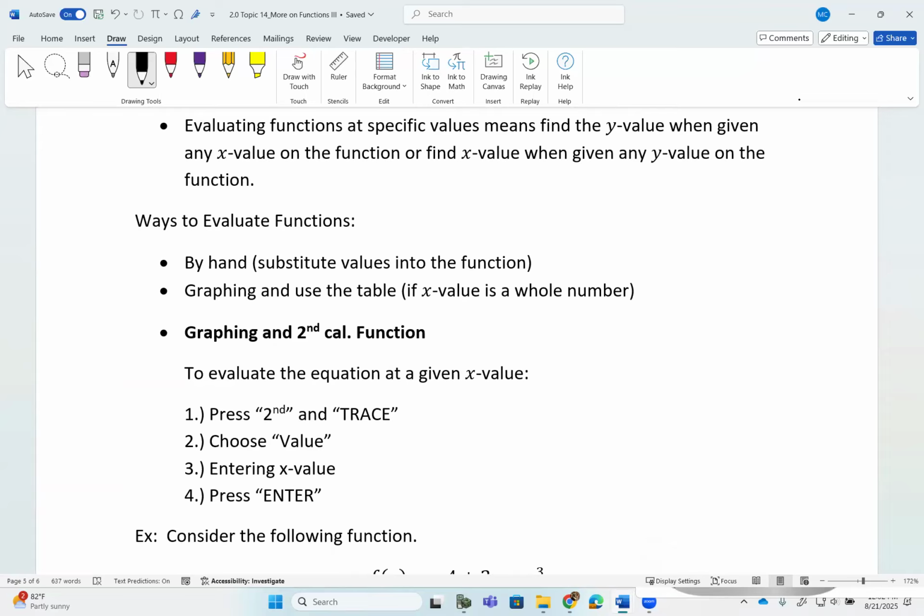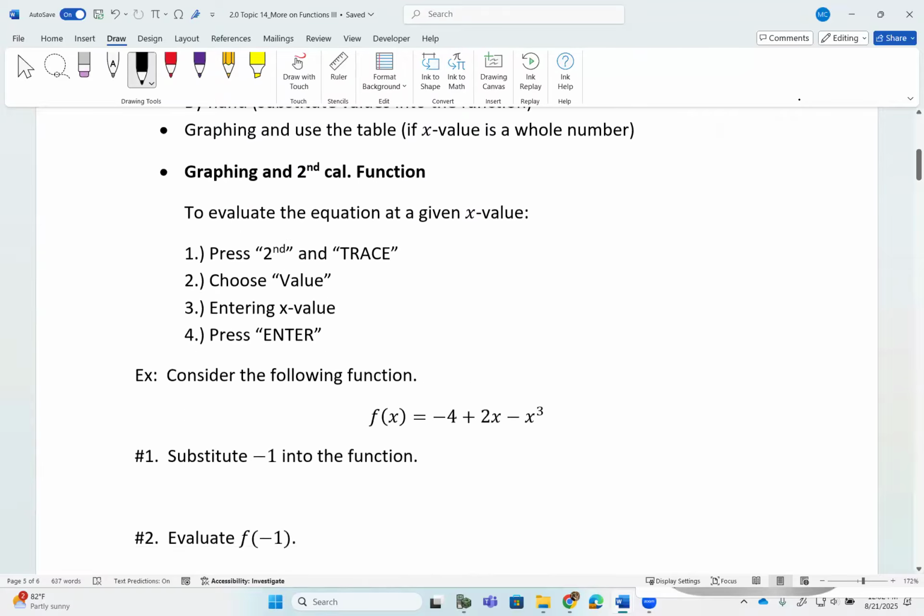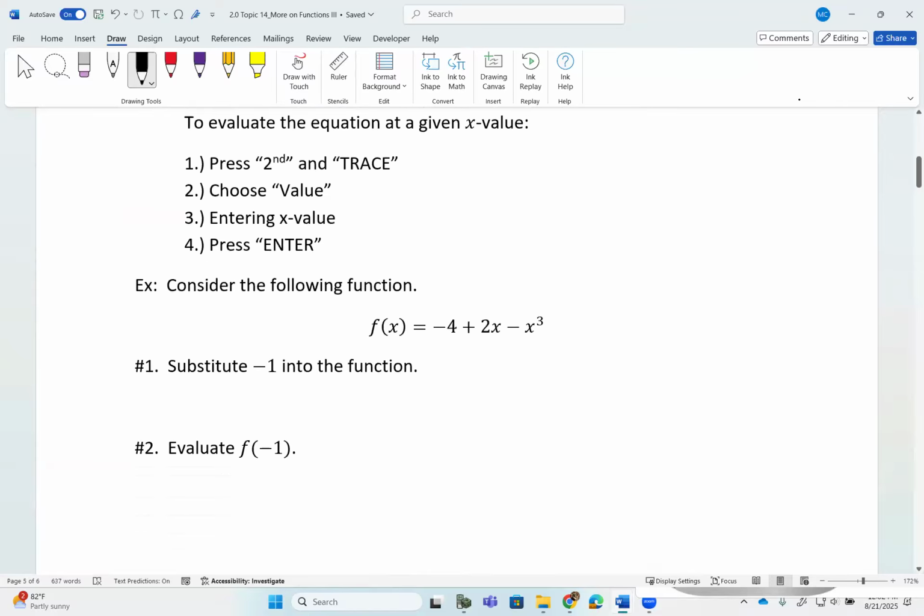We can also graph the function, then use the table to figure out what the y value is, assuming the x value is a whole number. Or we can use a feature called second calc on your graphing calculator. I'm going to show you multiple ways here for a minute. For this particular example, I'm going to write it out and put it in the calculator for you. So substitute -1 into the function.